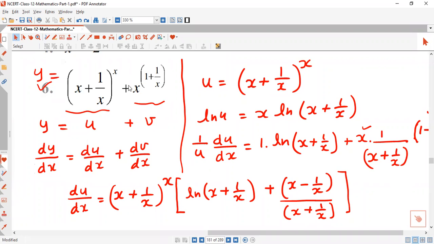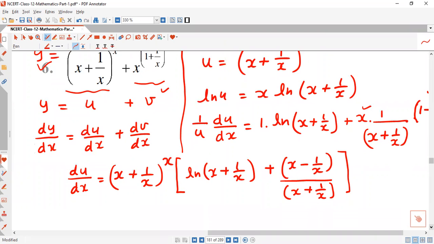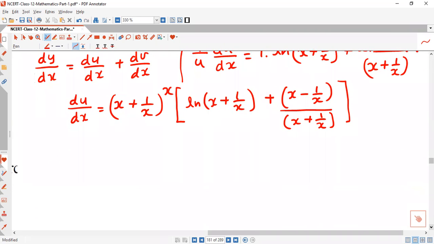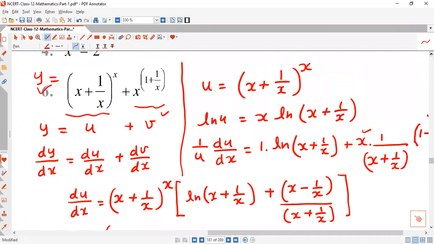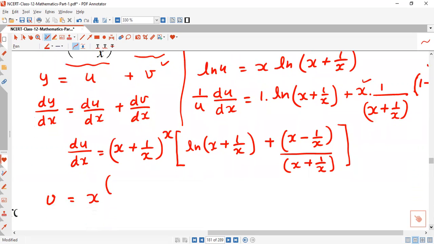Now we have to find out the value of this v. Now v is here, dv by dx of this part. So v equal to what? First we write down the value of v. v equal to x to the power of x. In this power of x, we have a function 1 plus 1 by x. 1 plus 1 by x. So differentiate this one with respect to x.